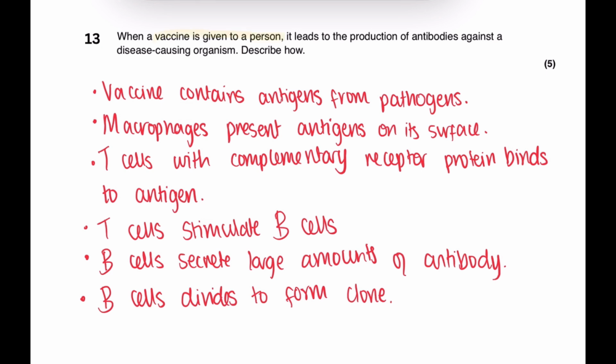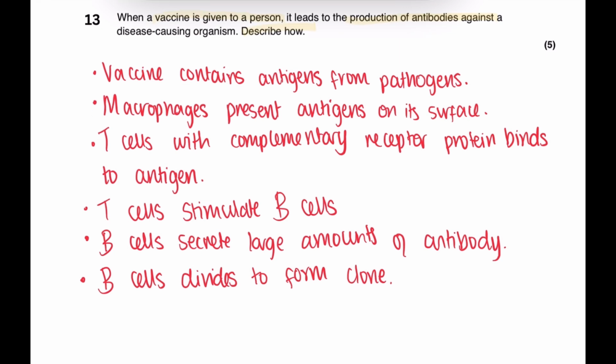Question 13. When a vaccine is given to a person, it leads to the production of antibodies against a disease-causing organism. Describe how. This is because a vaccine contains the antigen from the pathogen, and macrophages then present the antigens on their surface. T cells with complementary receptor proteins will bind to these antigens, and T cells later stimulate the B cells with complementary antibodies on their surface. So then B cells are going to secrete a large amount of antibodies, and B cells also divide to form clones, all secreting and producing the same antibody, and this all helps to go against a disease-causing organism.